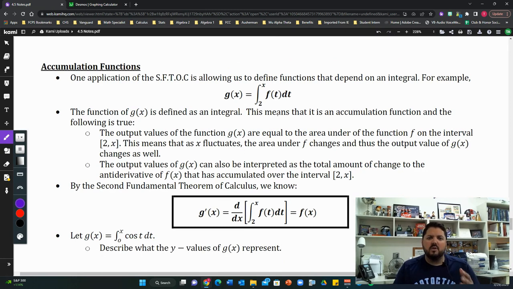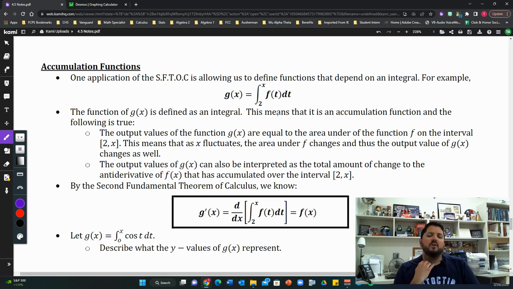So that is one really big application of the second fundamental theorem of calculus. It allows us to define functions that depend on the value of an integral. For example, let's say that g of x is equal to the integral from 2 to x of f of t dt. So what that means is because the function g of x is defined as an integral, we can call it an accumulation function. And this set of information is true.